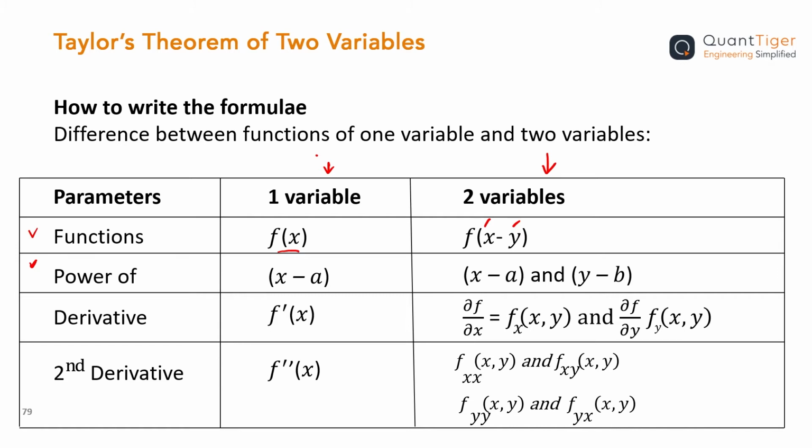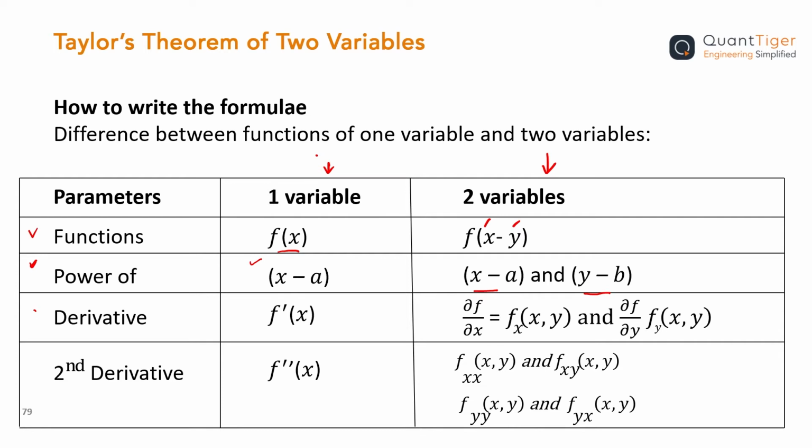Next, power. When the function was in one variable, we always used to expand it, or express it, in powers of x minus a. Now, since two variables are there, we have to express it in powers of x minus a as well as in powers of y minus b. So, that is one change.